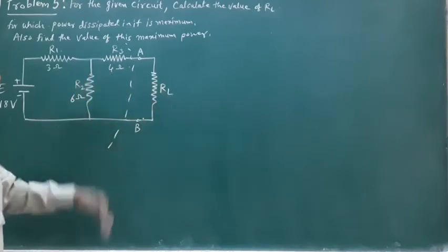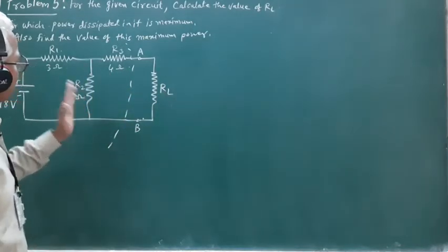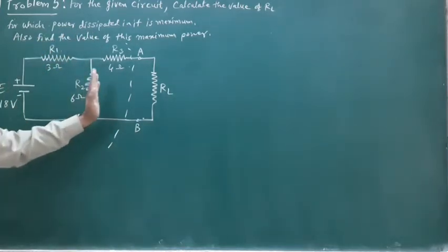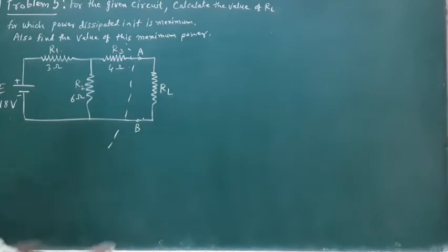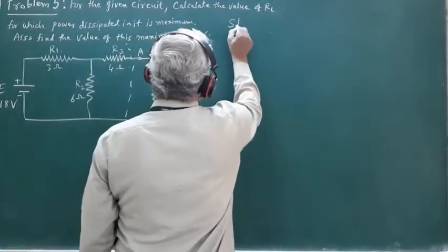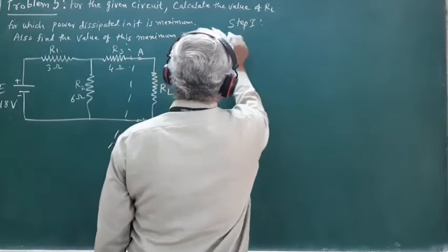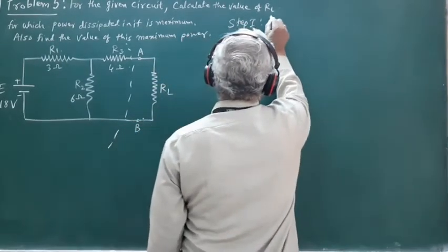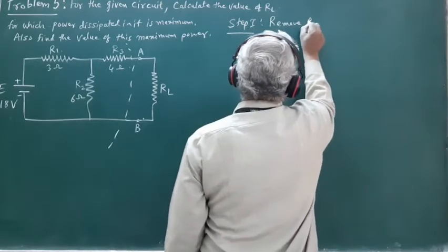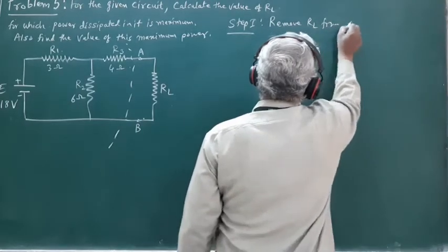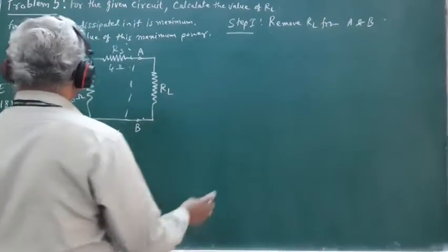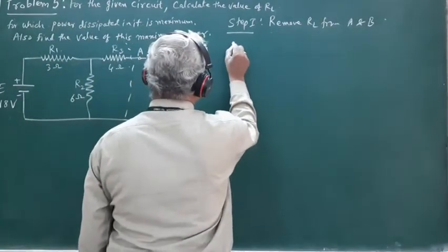will be maximum. So let us first obtain the Thevenin equivalent circuit to the network to the left of the terminals A and B. And for that purpose, we have to follow these 4 steps. So in the first step, what we need to do is remove load resistance from A and B. And if we remove the load resistance from the terminals A and B, the network we get is of this type.